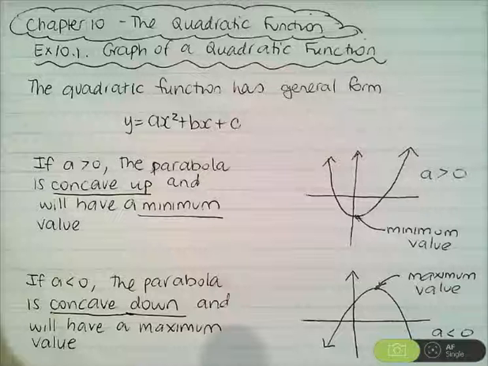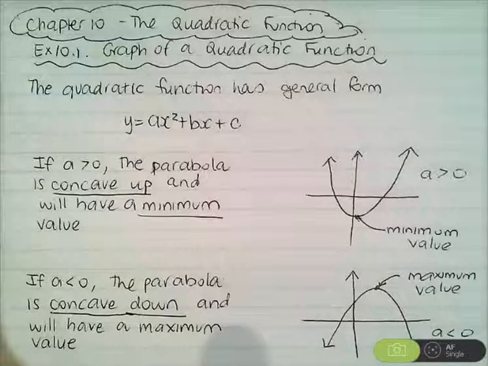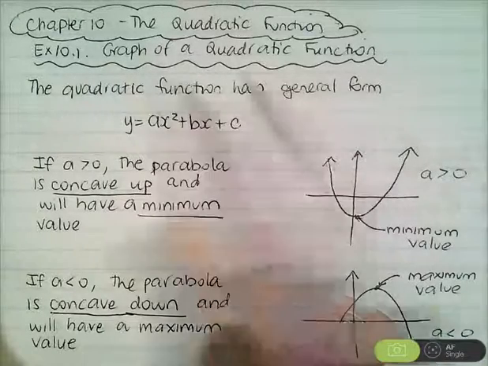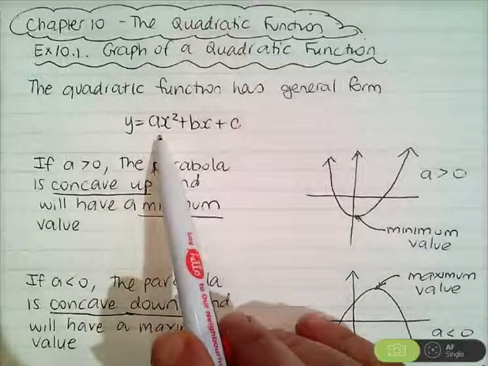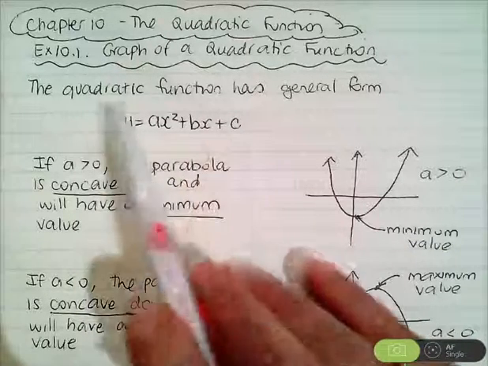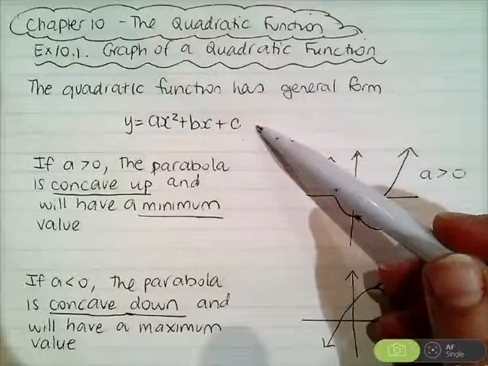This is chapter 10, the quadratic function. This is the first exercise, exercise 10.1, graph of a quadratic function. Now the quadratic function has general form y equals ax squared plus bx plus c. Now this quadratic function, if we were to sketch it, you would get the shape of a parabola.